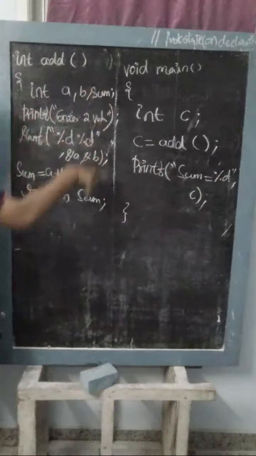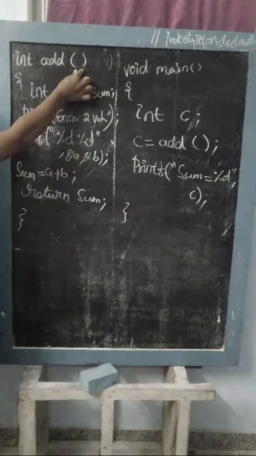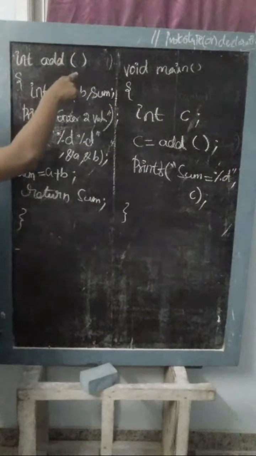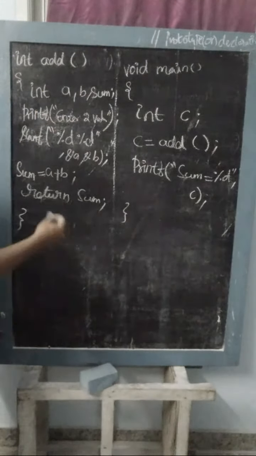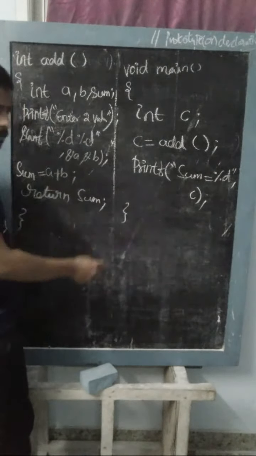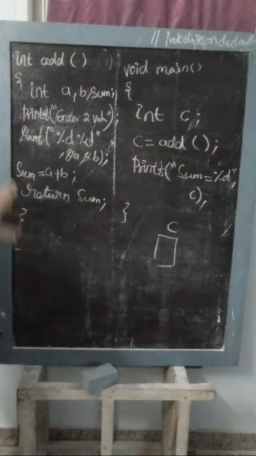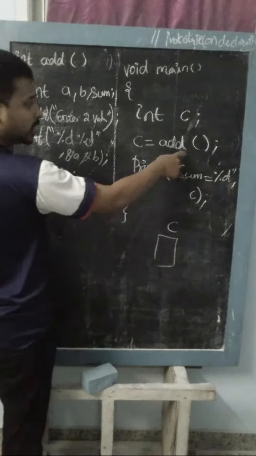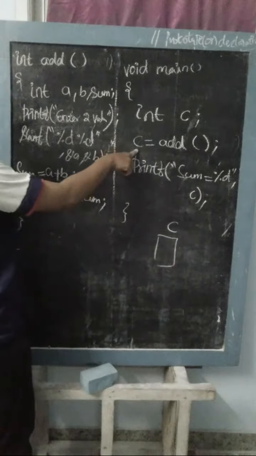Now just see the function definition. The return type is integer, the function name is add, but there is no parameter. You can leave it empty, or you can write void here, that is not an issue. Now how will the program work? We create a variable called C. It is simply created. And whatever value is returned by the add function will be stored into C. That is a simple thing.